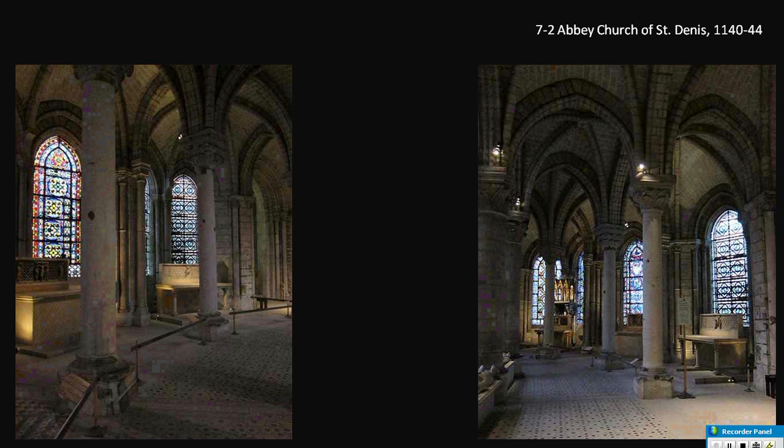So, Abbot Suger writes about light and how important the flow of light is. For him, he wants it to flow unimpeded through the church. He even calls it miraculous light. And this is because of the writings of Saint Denis, who's buried here.